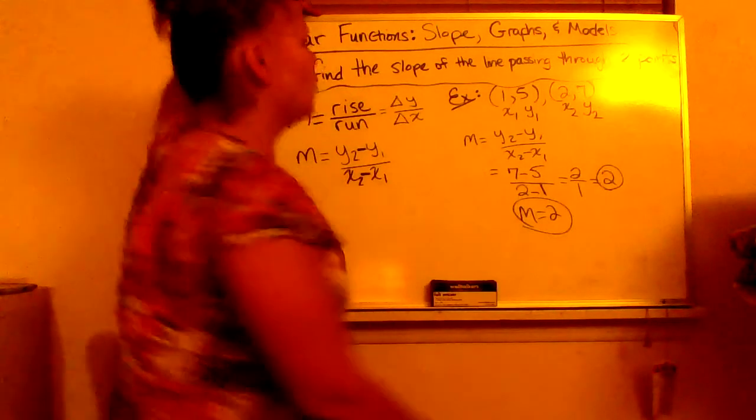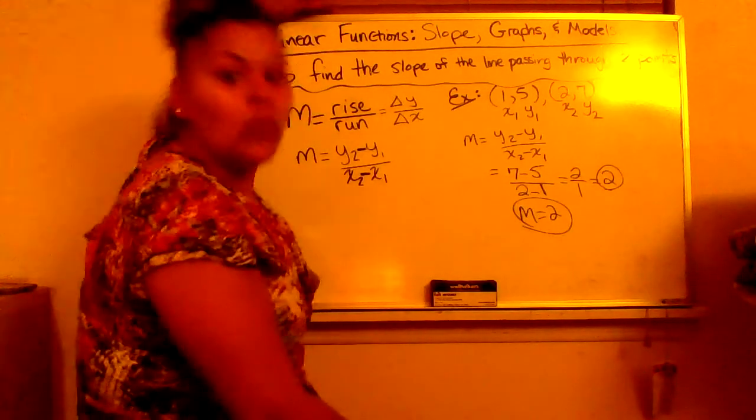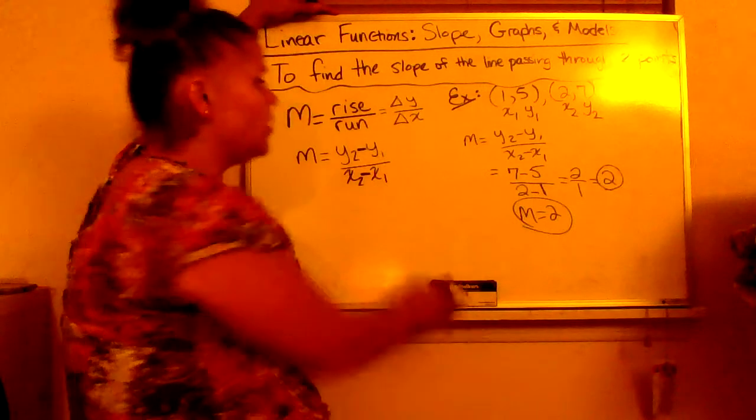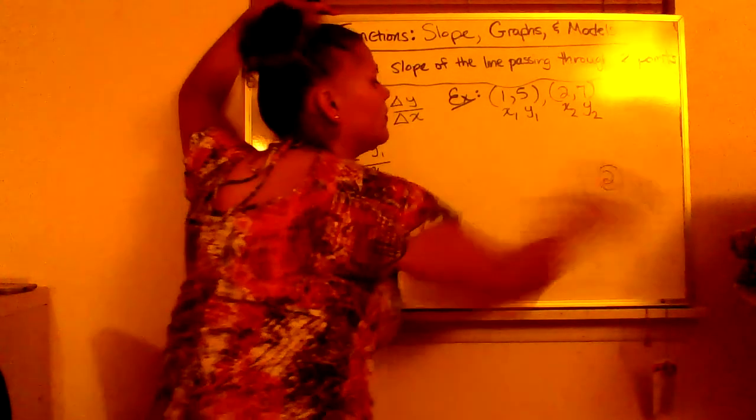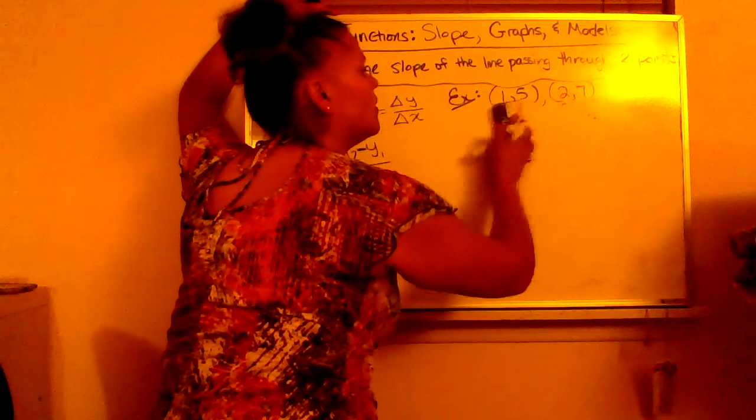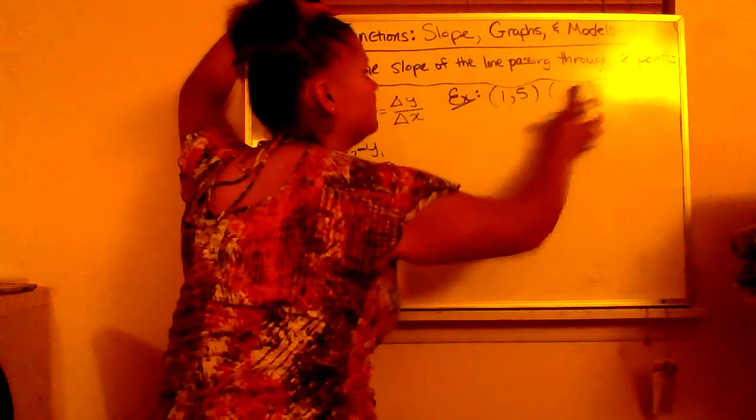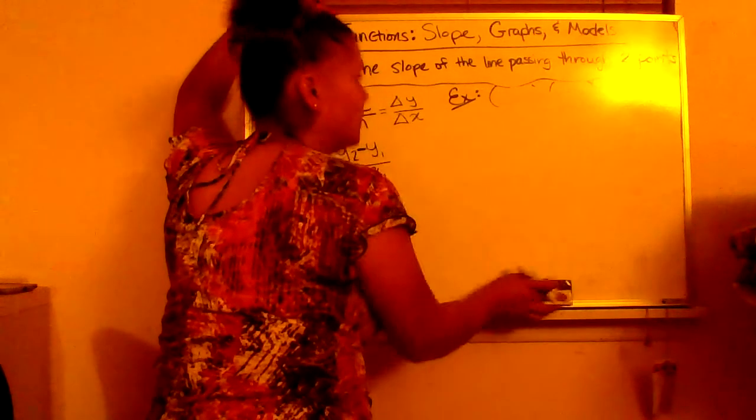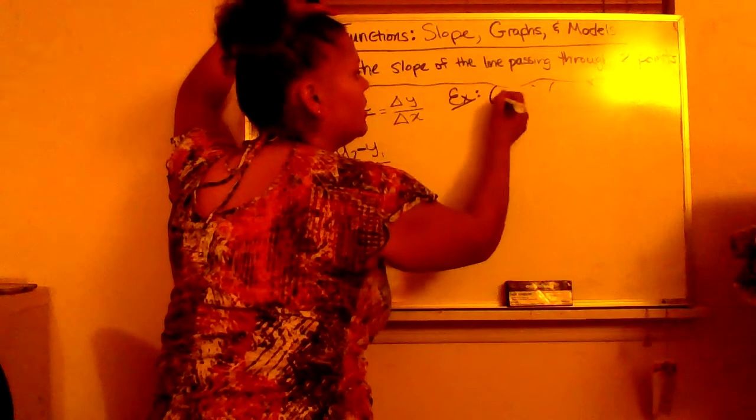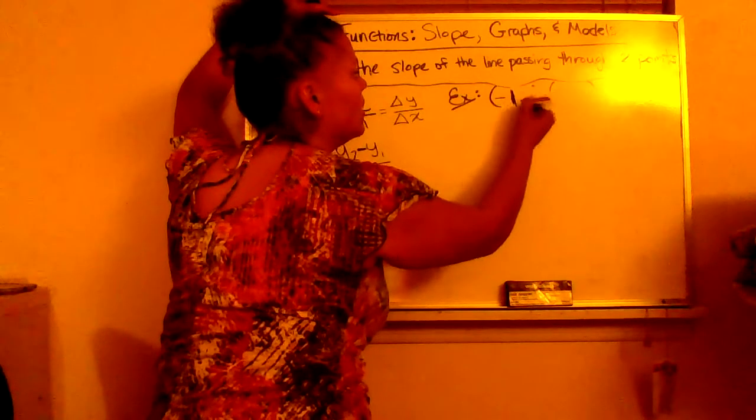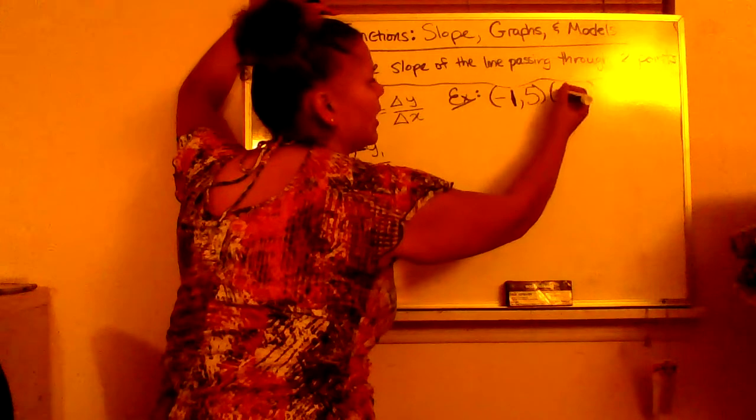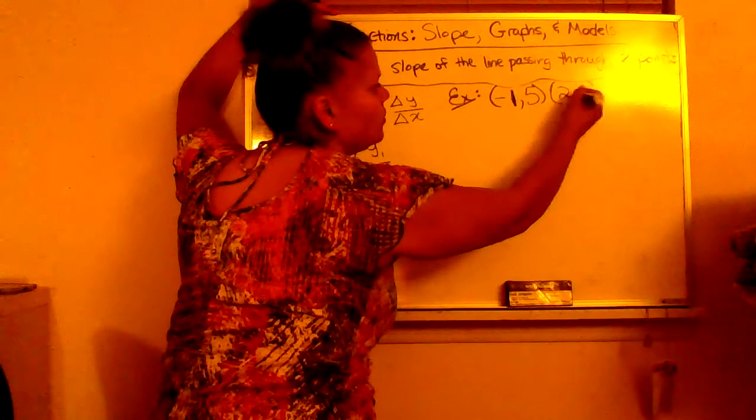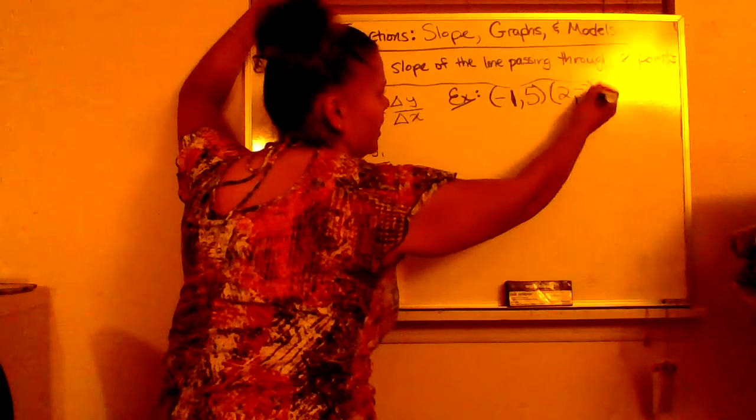So that's what we do in order to find the slope when 2 points are given. Now I'll give you another example when we have negatives going on. So now we have (-1, 5) and then I have (2, -7). We'll do it like that.